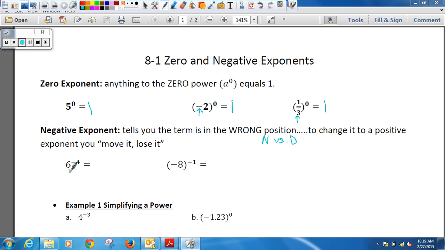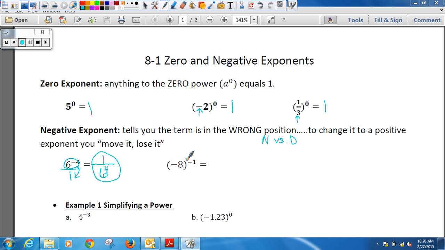So if I look here, 6 to the negative 4, I can put it over 1 to make my fraction. Currently, this is the part with the negative exponent. It's in the numerator, so I need to move it to the denominator. So I move it, I lose the negative, I have nothing left in the numerator, so the numerator is now 1. So my answer then, written with positive exponents, is 1 over 6 to the 4.